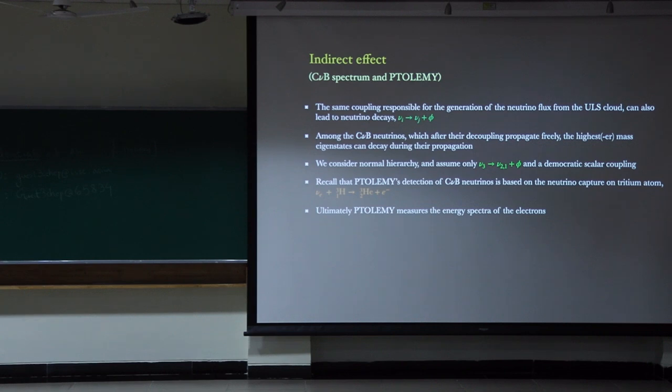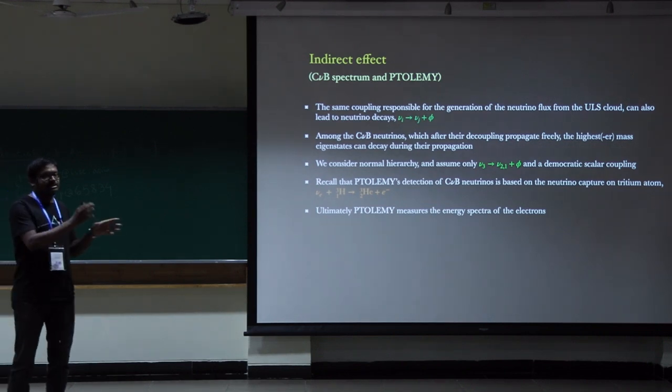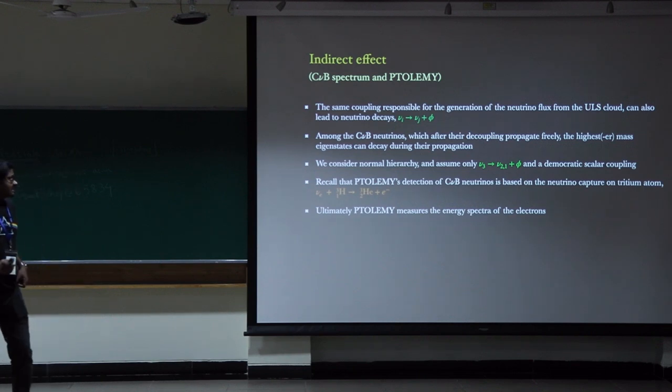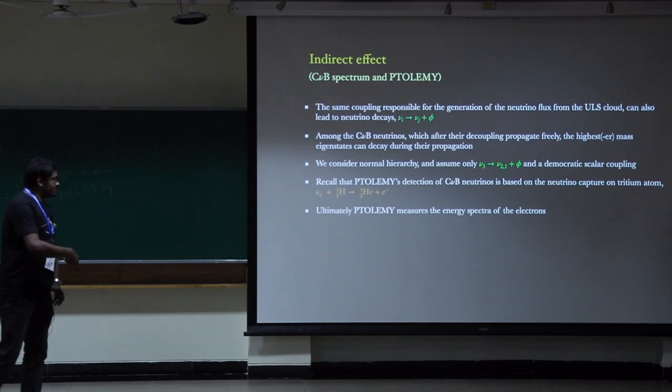Now obviously, that kind of multi-messenger, meaning gravitational wave and neutrino, analysis you can do, but additionally there will be some indirect effect of that coupling that I was mentioning, the g phi nu-bar nu. That kind of coupling can lead to decay of the neutrinos of this form, and if we have that, then that will have some implication in the C nu B, the cosmic neutrino background.